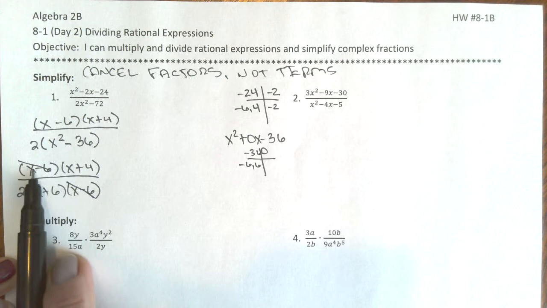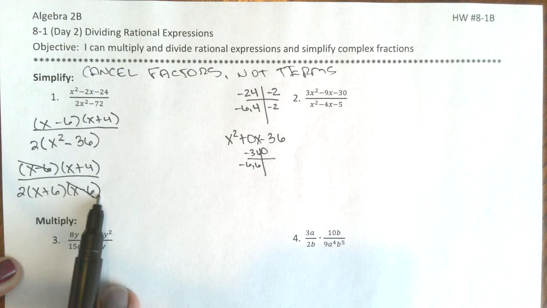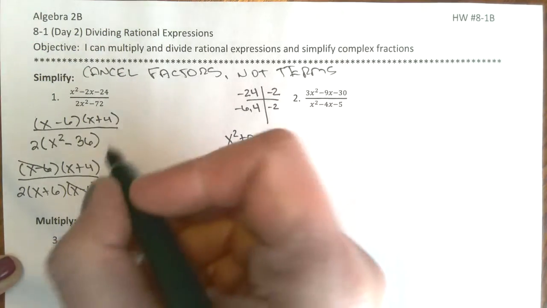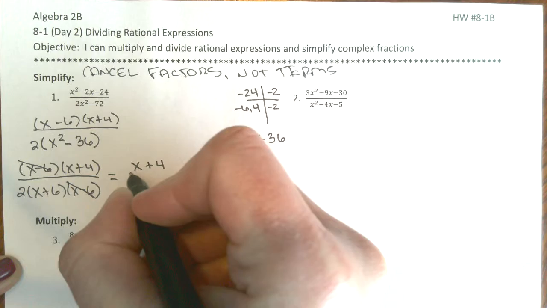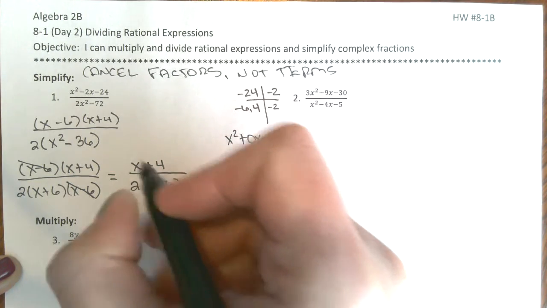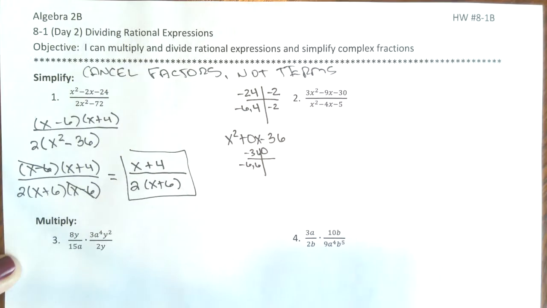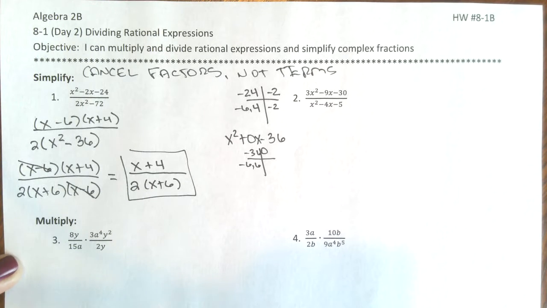The factors of x minus 6 on top and bottom, I can divide out so they cancel each other out. The factors left on top stay on top. The factors left on bottom stay on bottom. This is my good final answer. Don't multiply and distribute and tell me that the denominator is 2x plus 12.